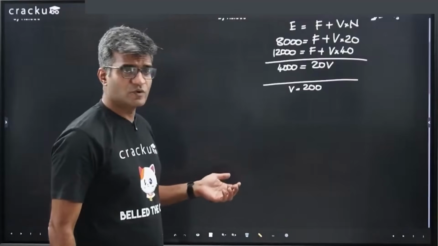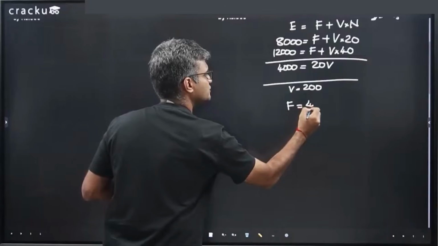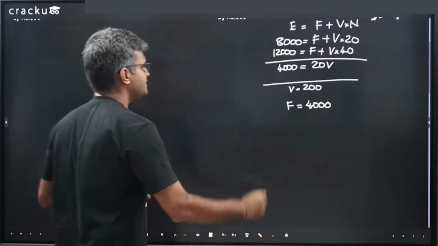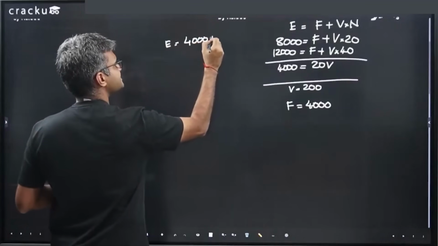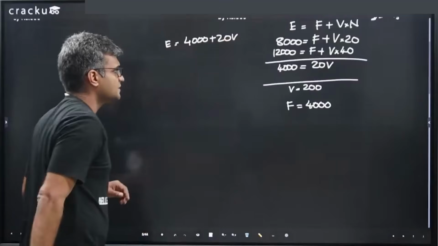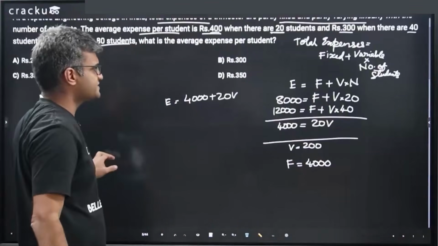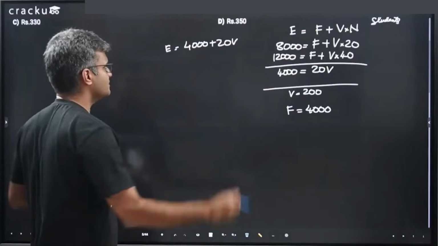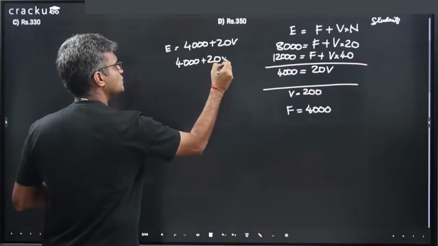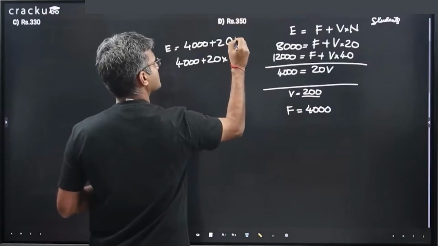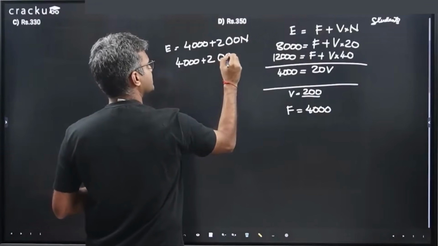Now the value of V is equal to 200. What is the value of F? The value of F will be equal to 4,000. So basically the equation for the expense is 4,000 plus 200V. Now suppose there are 80 students. What is the total expense? The total expense when there are 80 students will be 4,000 plus 200 into 80.